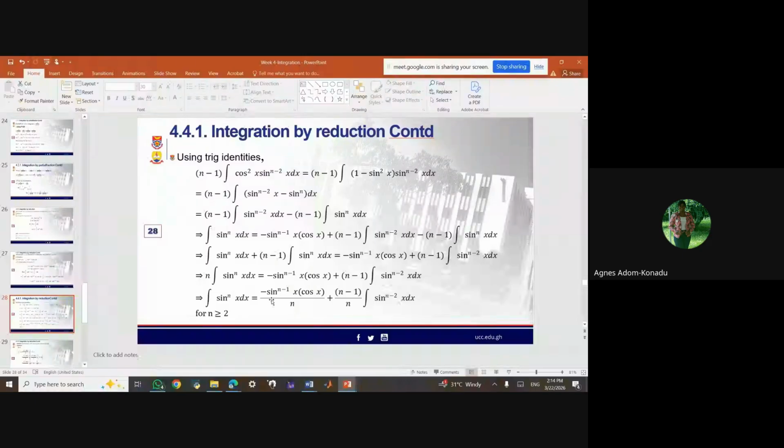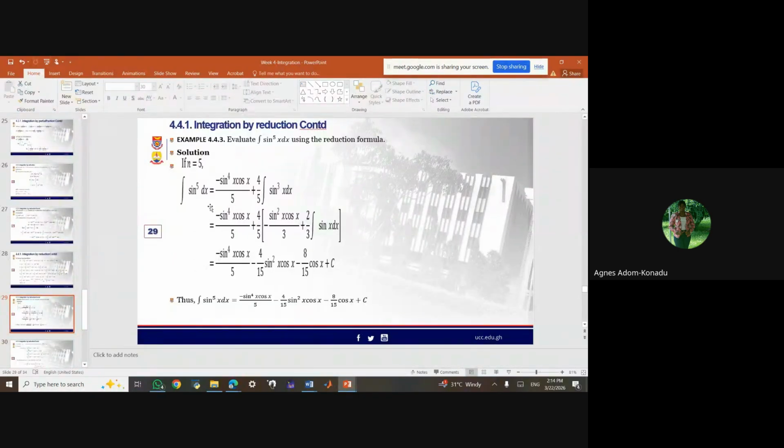So it's minus sine to the power n minus 1 of x cos x over n, plus n minus 1 over n times the integral of sine to the power n minus 2 of x dx, and I said my n should be greater than 0. So for this one, when n equals 5, ours we chose n equal to 4.